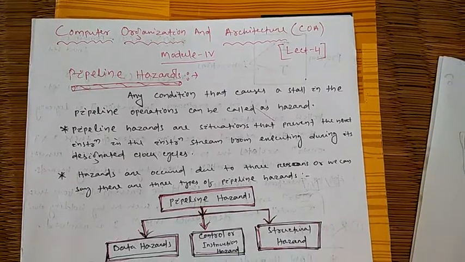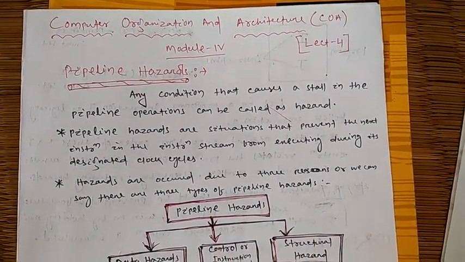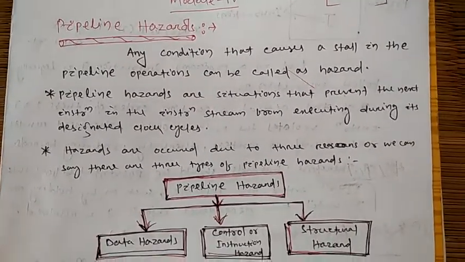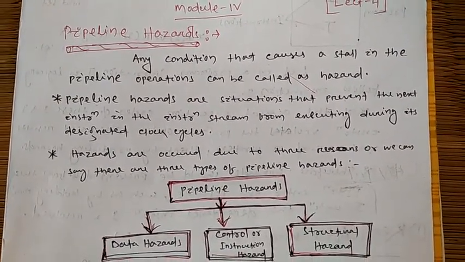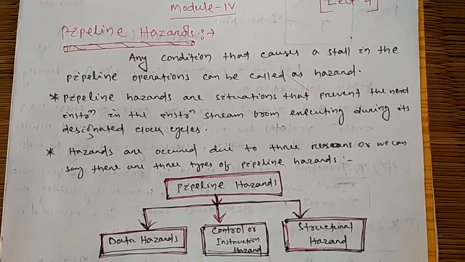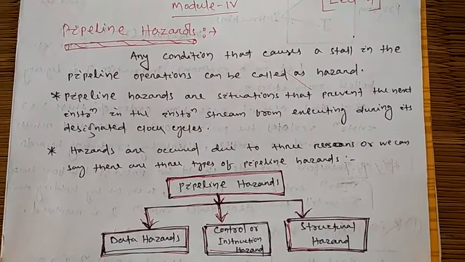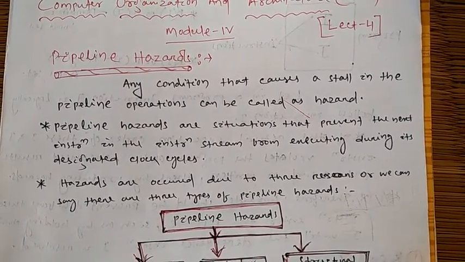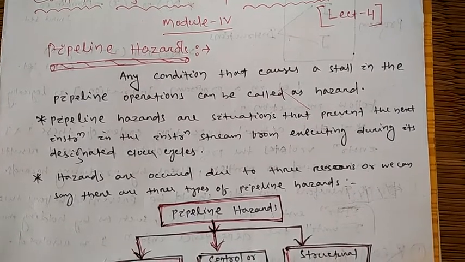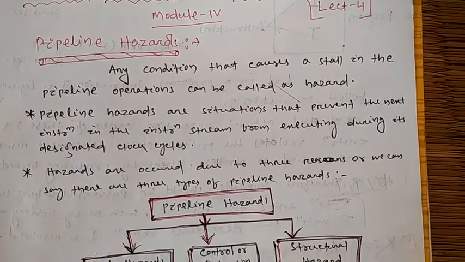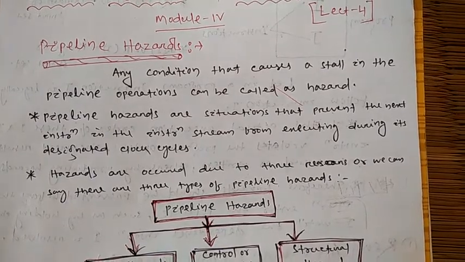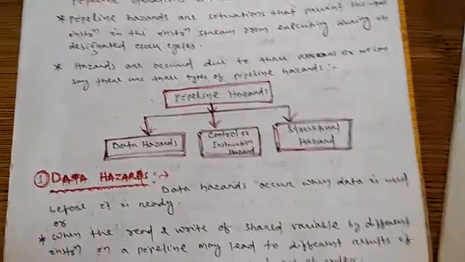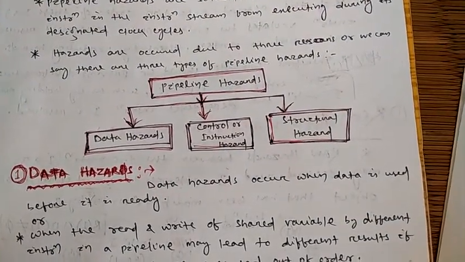So this is all about pipeline hazards, and this is all about data hazards. In the next video we will discuss control hazards and structural hazards. So what are pipeline hazards? Pipeline hazards are situations that prevent the next instruction in the instruction stream from executing during its designated clock cycle. There are three types of hazards: data hazards, control hazards, and structural hazards.